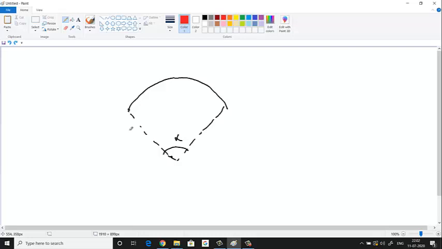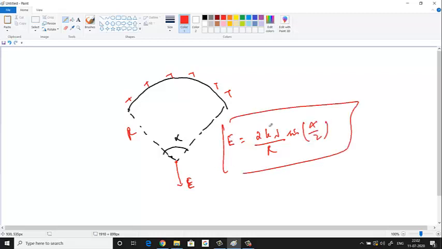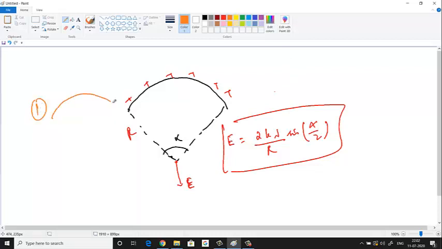If this is radius r, positive, the electric field is in the downward direction for now, the net electric field. And the formula is how much? 2k lambda by radius, into sine alpha by 2. Important, you have to remember this. How do we use it? Suppose we take a semicircle. Here the radius is r.